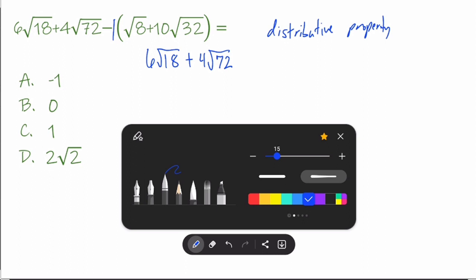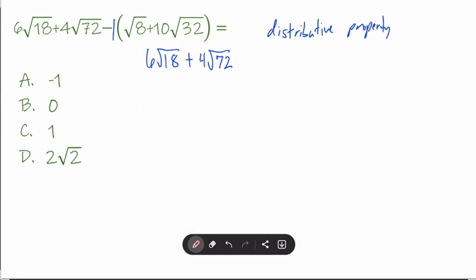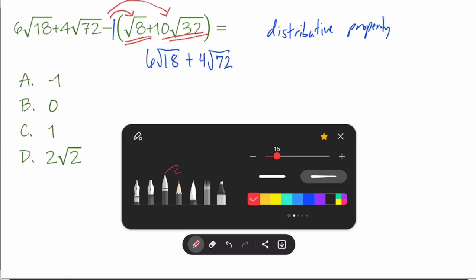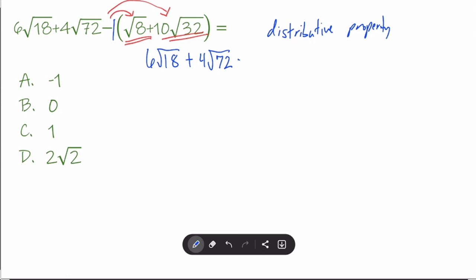So we're gonna distribute this negative sign, unless it's plus, then you don't have to. So distribute the negative sign in both terms. By the way, these are the terms, which are separated by plus. So the terms are separated by plus or minus sign. So both will change sign since they are multiplied by a negative sign. So it will become negative square root of 8, and the other one will become negative 10 square root of 32.